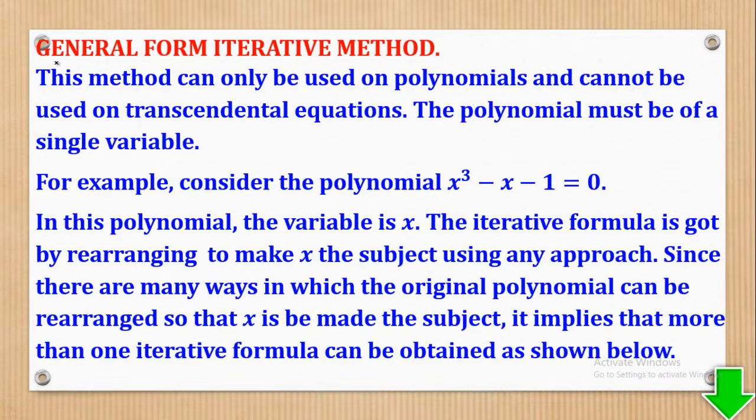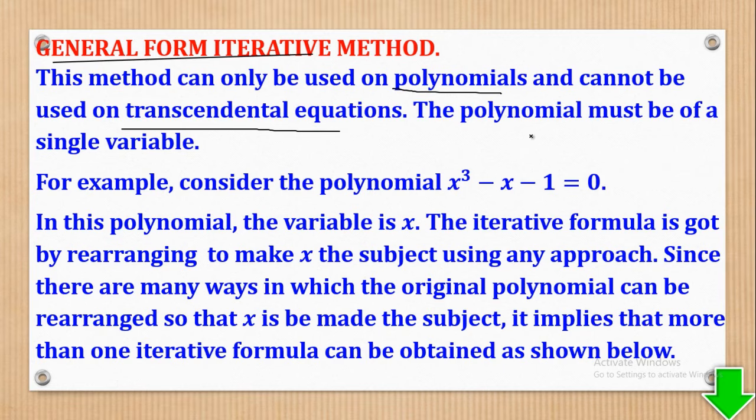So now we shall go to general form iterative formula. What we have been dealing with is the Newton-Raphson method. Now we need to look at what we call general form iterative formula. So this method can only be used, like I said, for polynomials and cannot be used for transcendental equations, like equations having exponentials, natural logs, and trigonometric functions. This method cannot be used.